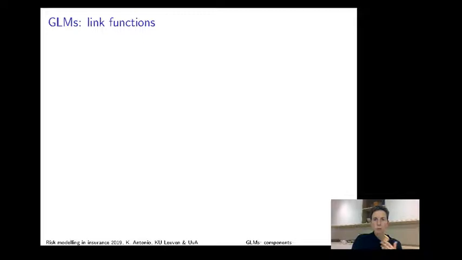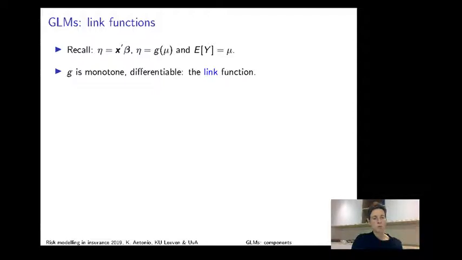Now, let's dive a bit deeper into this third building block. That's the link function. So you recall the following connections that hold for GLMs. There is the linear predictor, here denoted with eta. It is a vector x transpose times a vector beta. And the link function g connects this linear predictor with the mean of the distribution, the mean of the response variable. Now, g should be a monotone and differentiable function.